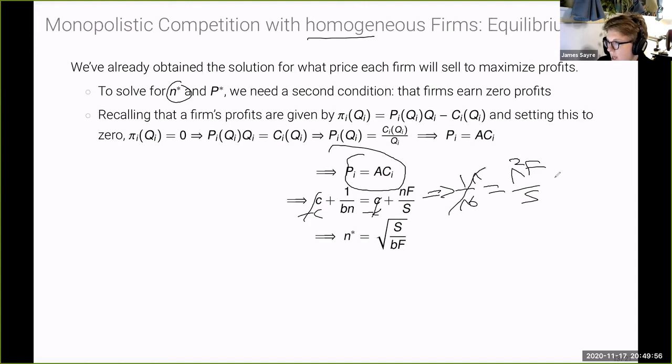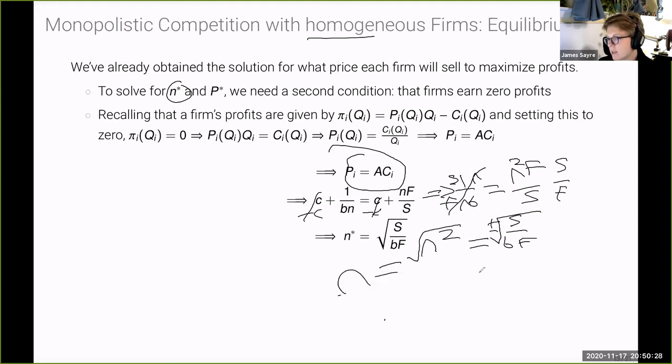These cancel out. And then I'm just going to multiply on both sides by S over F, excuse me. So what I'll be left with is n squared is equal to S over BF. Okay, and then if I just take the square root of both sides, then what I'll get is the square root of n squared is equal to plus or minus the square root of S over BF. Obviously, the square root of n squared is just equal to n. And then again, the right-hand side is plus or minus the square root of S over BF.